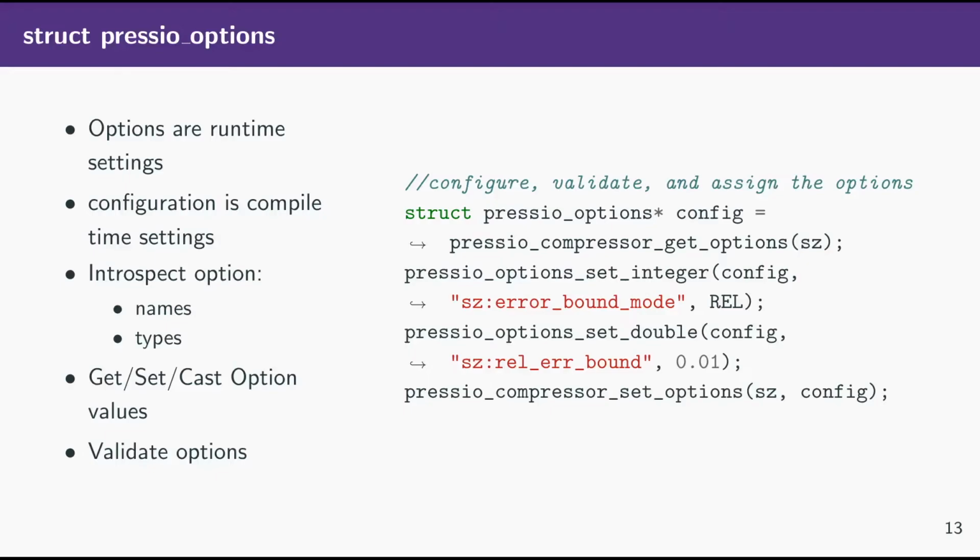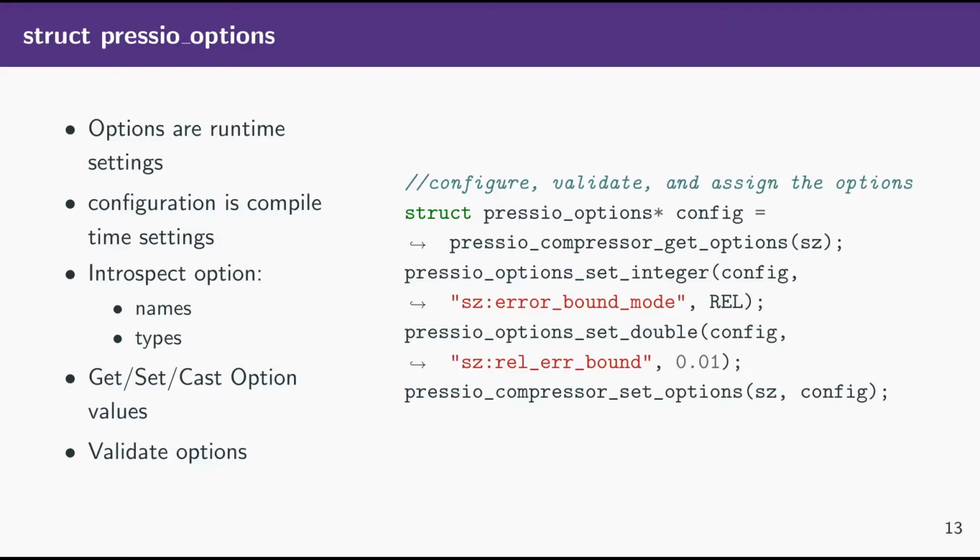One thing that this adds over some of the other interfaces that you might see is it allows you to introspect what options happen to exist. By introspection, I mean you can query, for example, whether this set of options has an SZ error bound mode, or an SZ relative error bound. So you can query for the existence or non-existence of particular settings and ask things like, what are their types? I'm not showing the code to do this right here, but you should know that it exists.